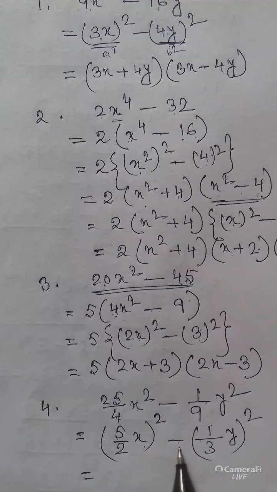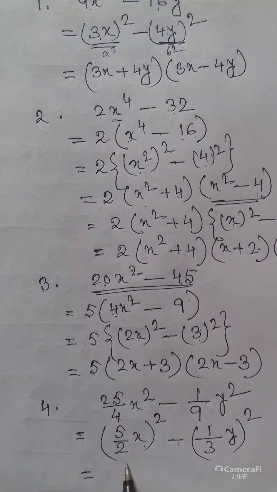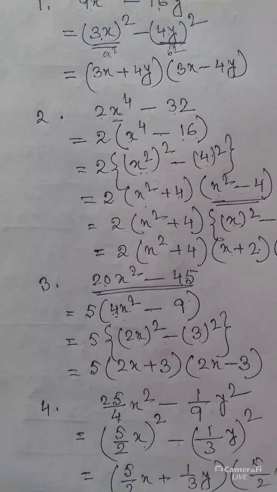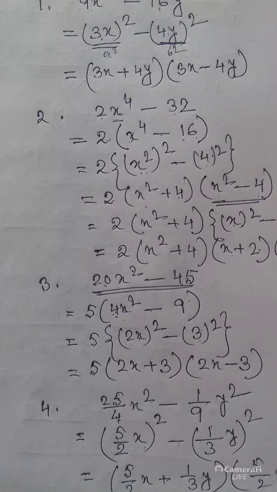Again it is a square minus b square. What is the formula of a square minus b square? a plus b into a minus b. So 5 by 2x plus 1 by 3y and 5 by 2x minus 1 by 3y. Is it clear to all?